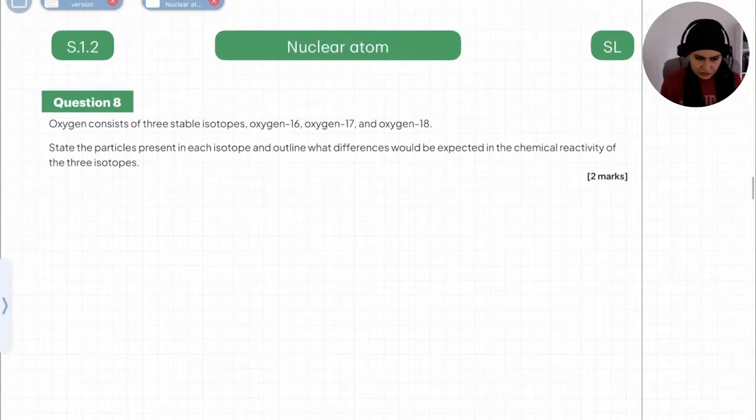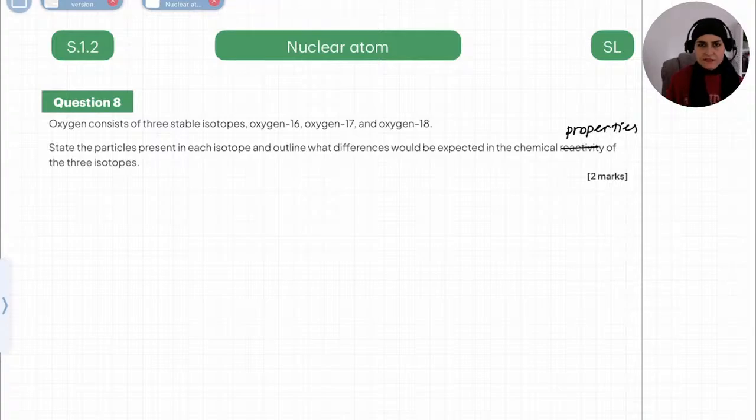Okay, next question. Oxygen consists of three stable isotopes, oxygen 16, 17, 18. When they write it like this, they show the mass numbers, obviously, right? So oxygen with the mass number of 16, 17, and 18 are different isotopes. State the particles present in each isotope and outline what differences would be expected in the chemical reactivity of the three isotopes. Not reactivity, but properties, okay? Chemical properties, they meant. I'm not going into details now, but when we study trends in reactivity, maybe we would discuss this, but for isotopes you need to know the properties, not reactivity differences.